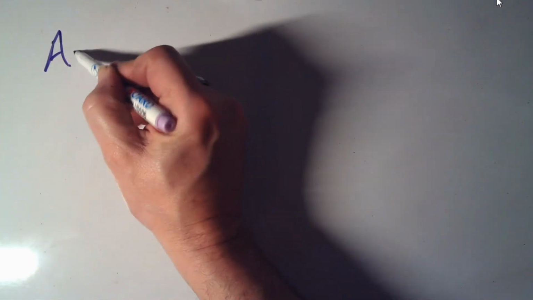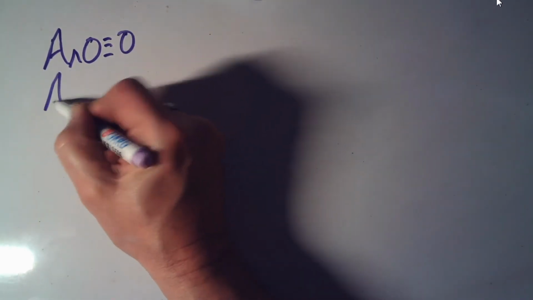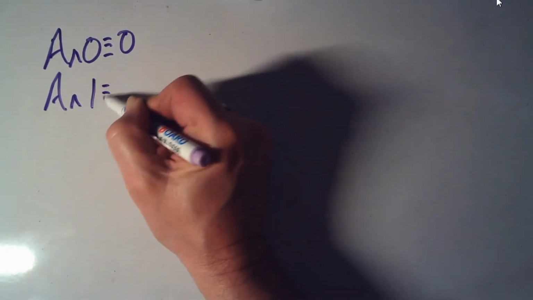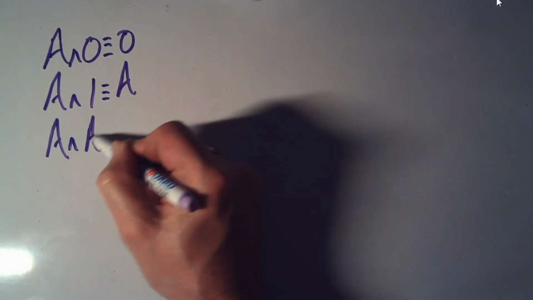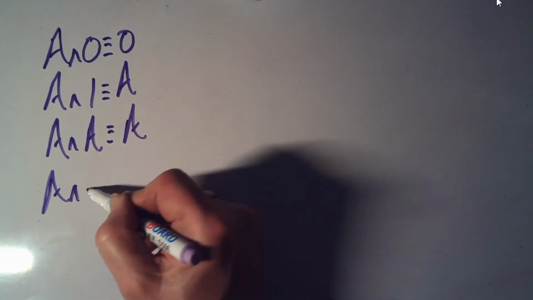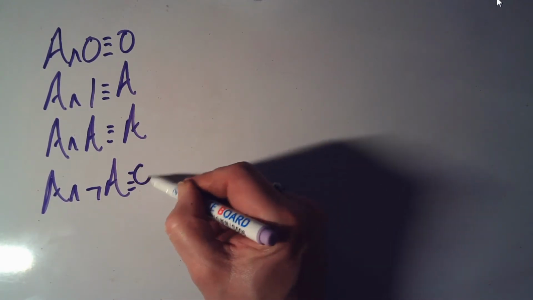Okay guys, so let's go through exactly the same process with the AND rules. Let's write these down first of all in the format that they're normally expressed. So we will have A and 0 is logically equivalent to 0. A and 1 is logically equivalent to A. A and A is always logically equivalent to A, and lastly A and not A is always logically equivalent to 0.